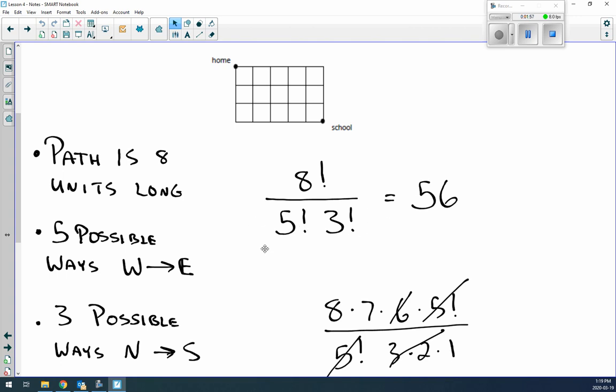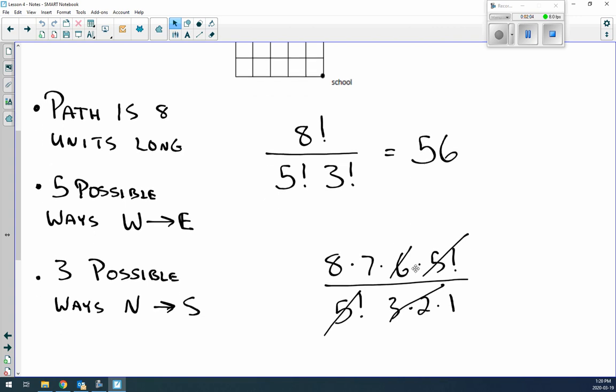Now, make sure when you do this bottom denominator, you put all of that in brackets, and then you'll end up with your 56. Another shortcut way that some people do is they break the factorial down and then divide stuff out or reduce stuff out. It's another way to do it, but you don't have to do it that way. You can just handle the straight 8 factorial divided by 5 factorial, 3 factorial.